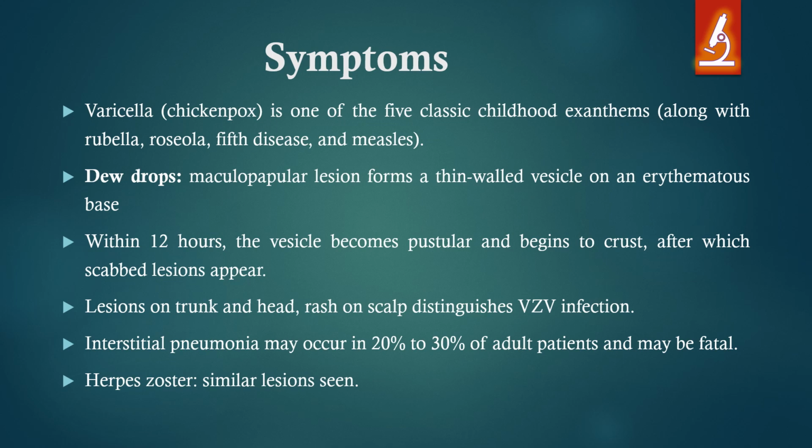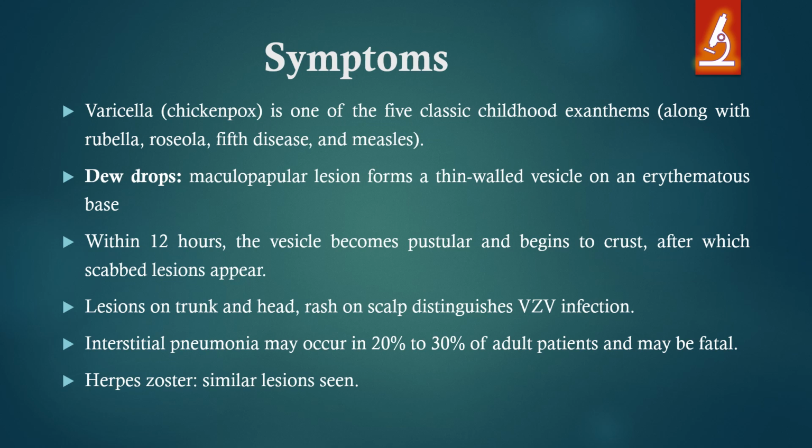This vesicle is a hallmark of varicella. Within 12 hours, the vesicle becomes pustular and begins to crust, after which scab lesions appear. Successive crops of lesions appear for 3 to 5 days, and at any time, all stages of skin lesions can be observed. The rash spreads across the entire body, but it is more prevalent on the trunk and head region. Its presence on the scalp distinguishes it from many other rashes.